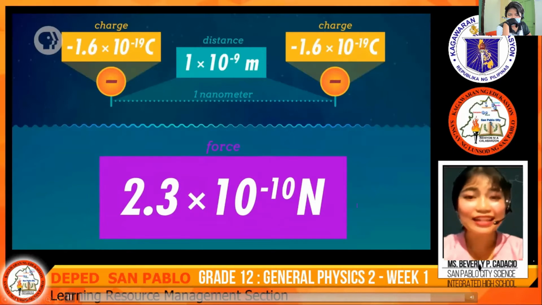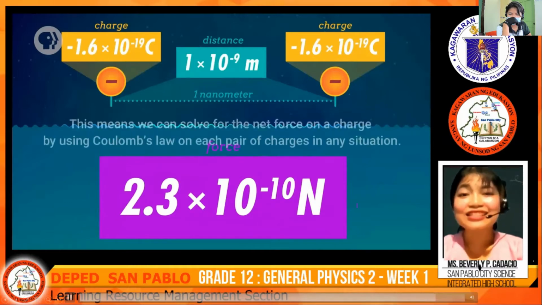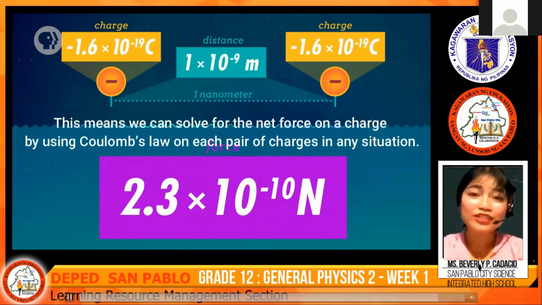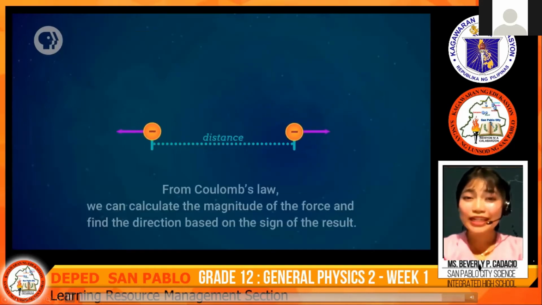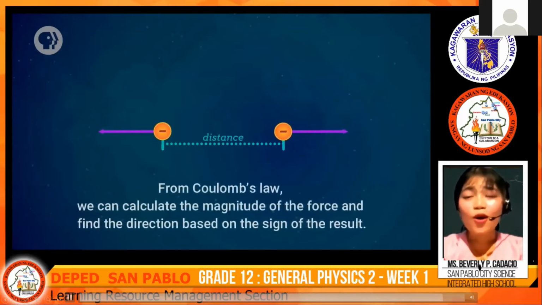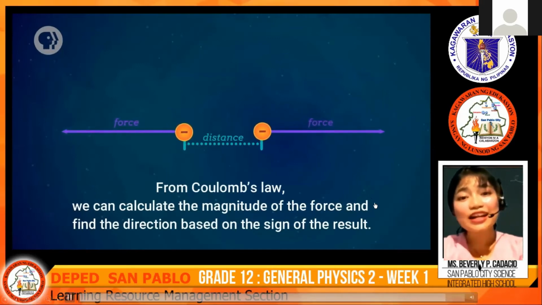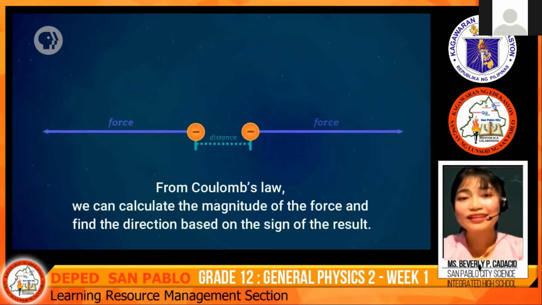If we use a proton and an electron the same distance apart, we get negative 2.3 times 10 to the negative 10 newtons, meaning they attract one another. And just like other forces, vector addition also applies here. This means we can solve for the net force on a charge by using Coulomb's law on each pair of charges in any situation. From Coulomb's law, we can calculate the magnitude of the force and find the direction based on the sign of the result.